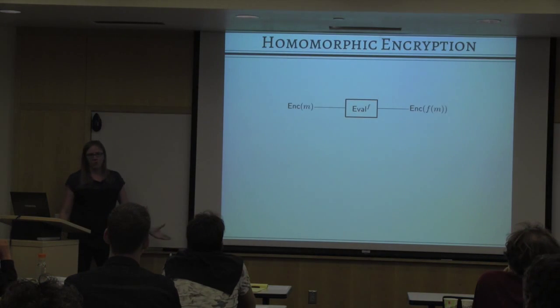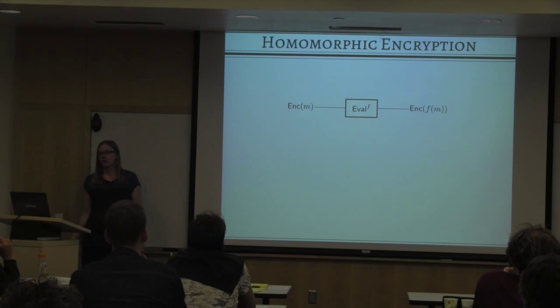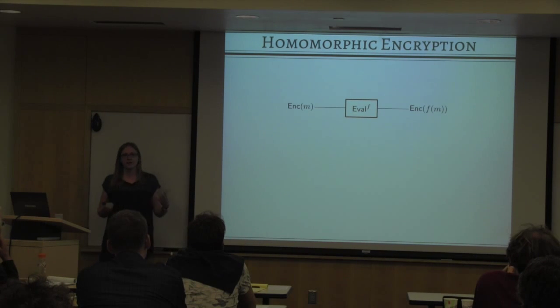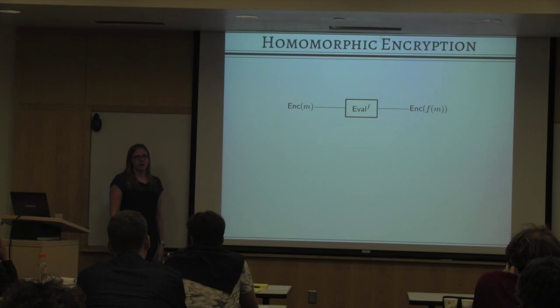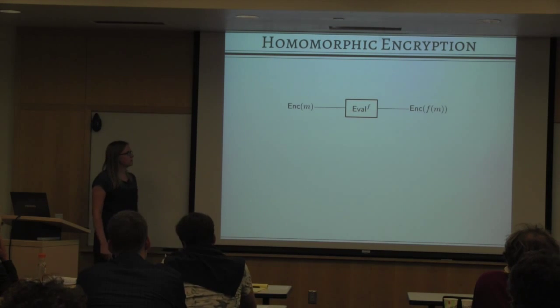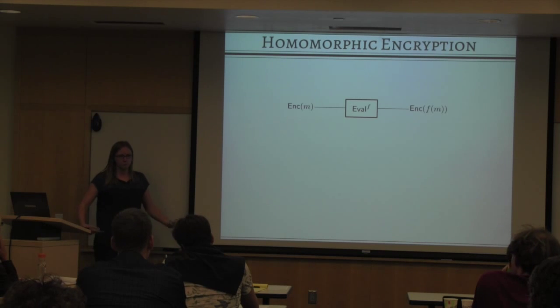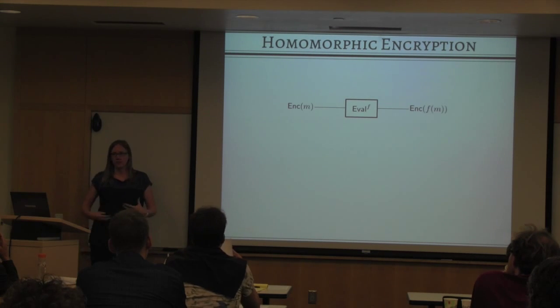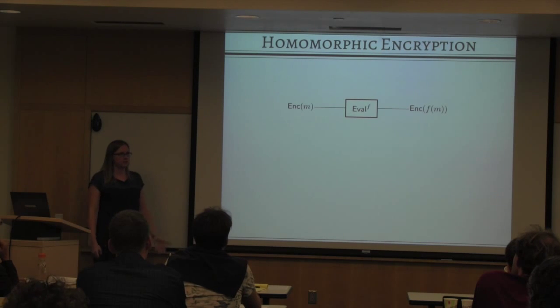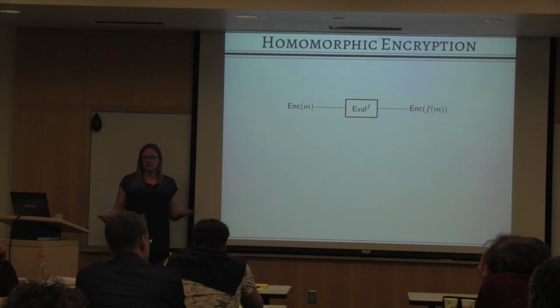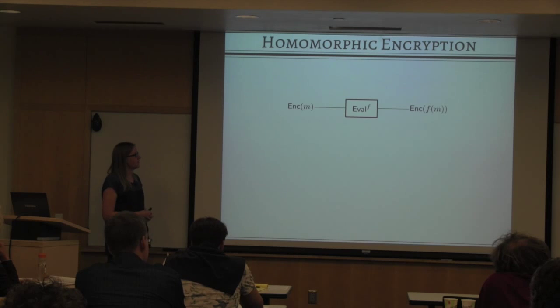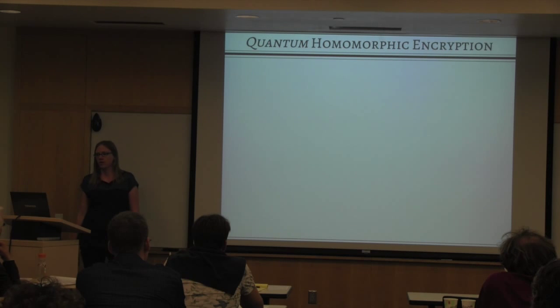So the idea of homomorphic encryption has been around for several decades. It asks for the seemingly impossible task of being able to encrypt a message such that someone without the encryption key can evaluate a function on M without being able to decrypt M. And this was an open problem for decades until in 2009, Craig gave the first fully homomorphic encryption scheme, which allows any classical function to be evaluated in encryption. And today I'm going to talk about quantum homomorphic encryption.